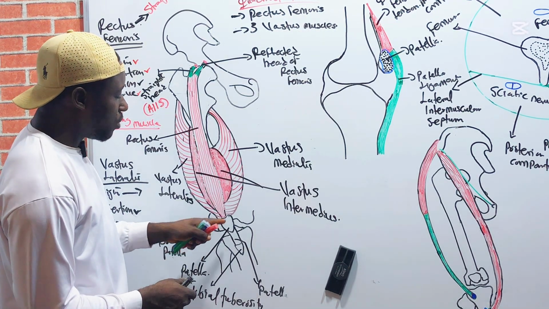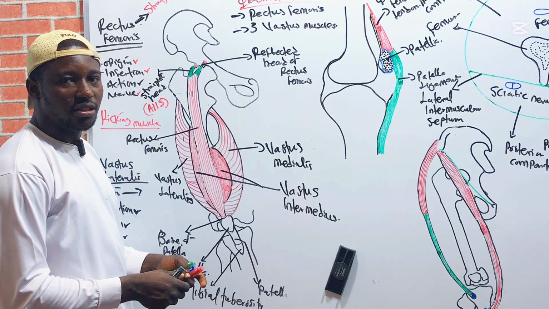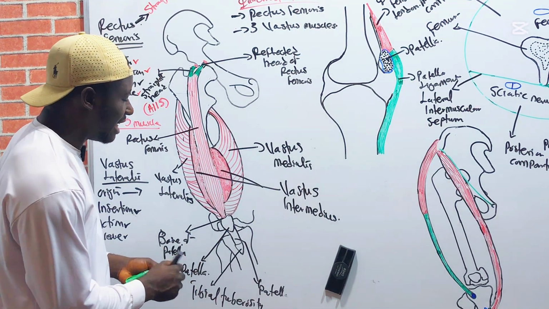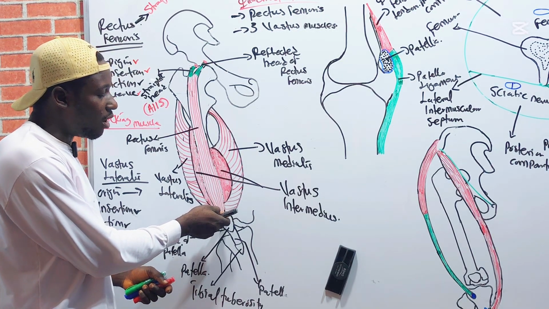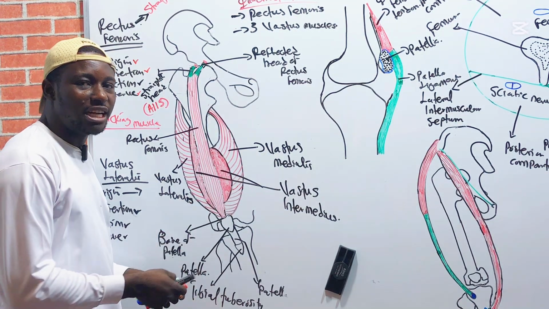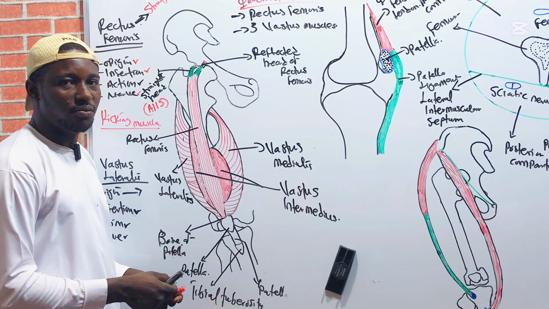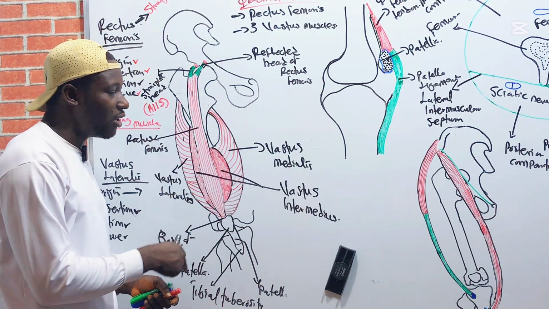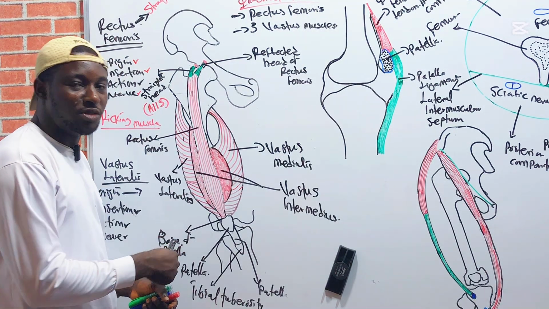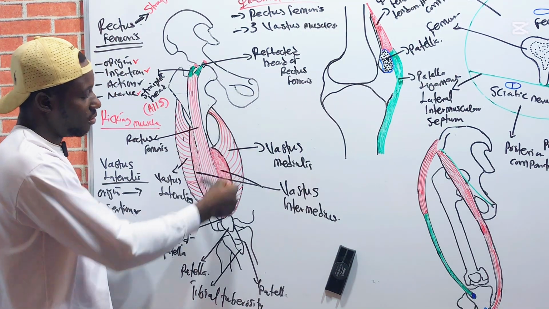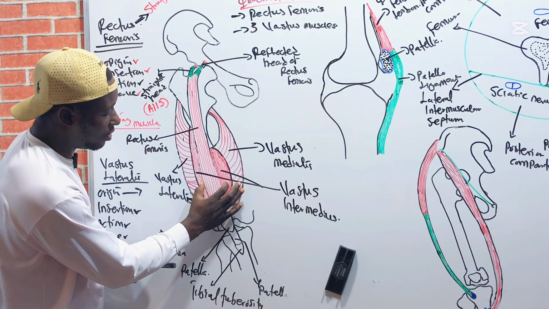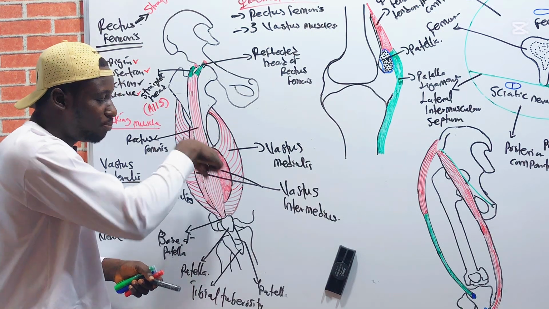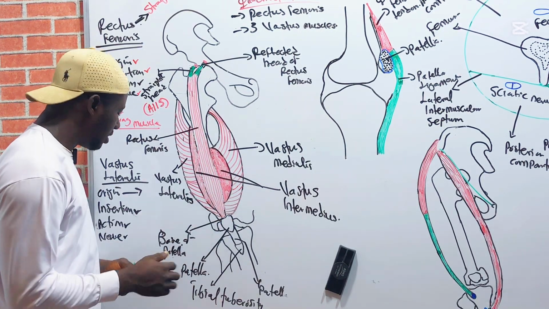Now, where does it insert? It inserts at the base of the patella, deeply to the rectus femoris muscle. That is the insertion of the vastus intermedius. Look at the vastus intermedius here. This is the rectus femoris. So it inserts at the base of the patella, deeply to the rectus femoris muscle.